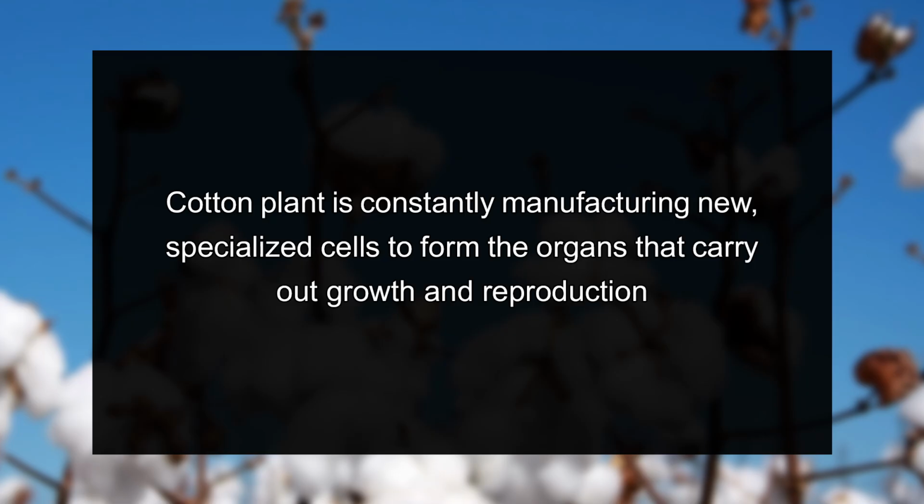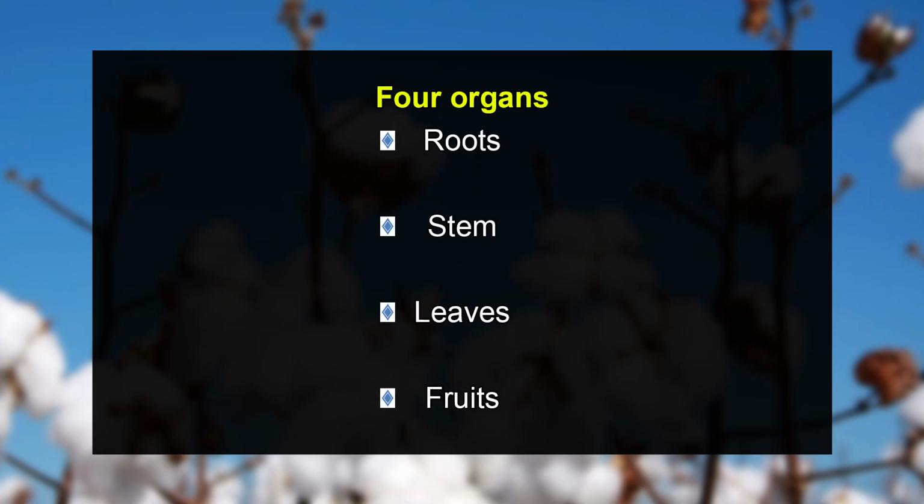The cotton plant is constantly manufacturing new specialized cells to form the organs that carry out growth and reproduction. The 4 organs are the roots, stem, leaves and fruits. Dear students, now let us discuss the root.